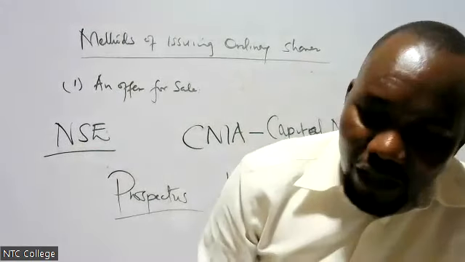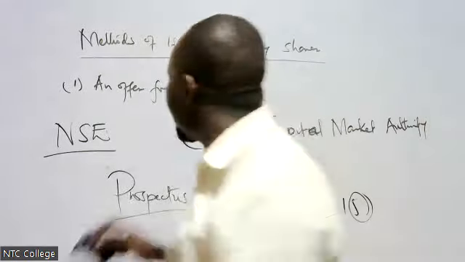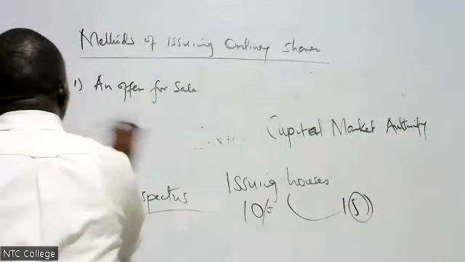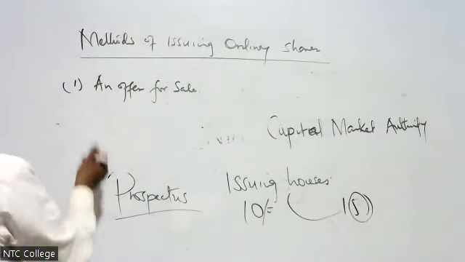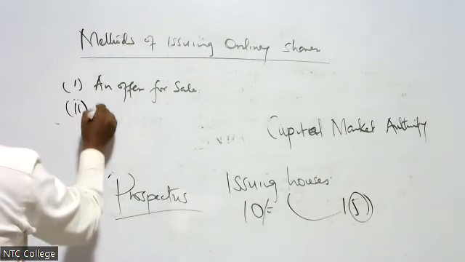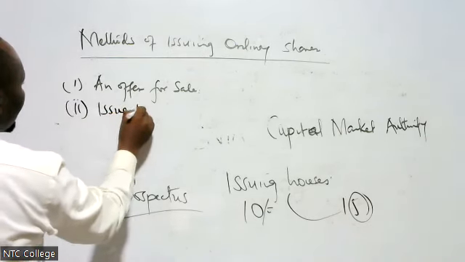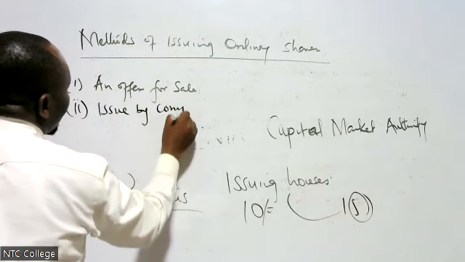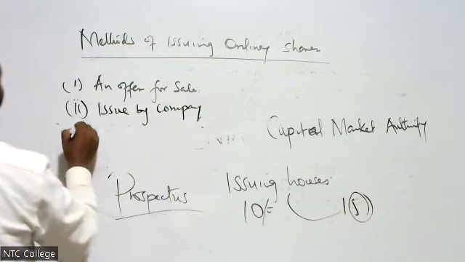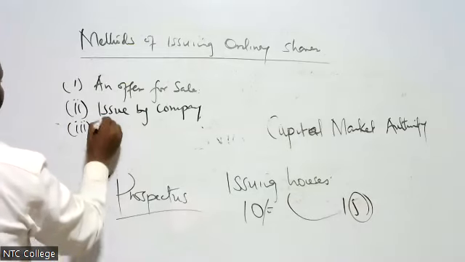Number 3, we call it placing. So number 2 was issue by company. Number 3 is called placing.